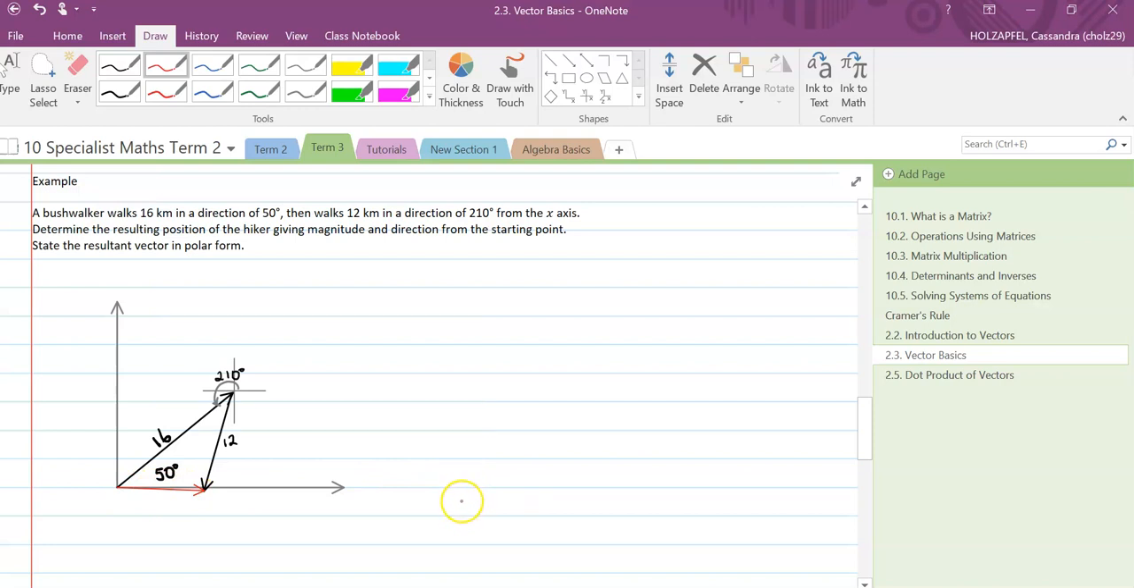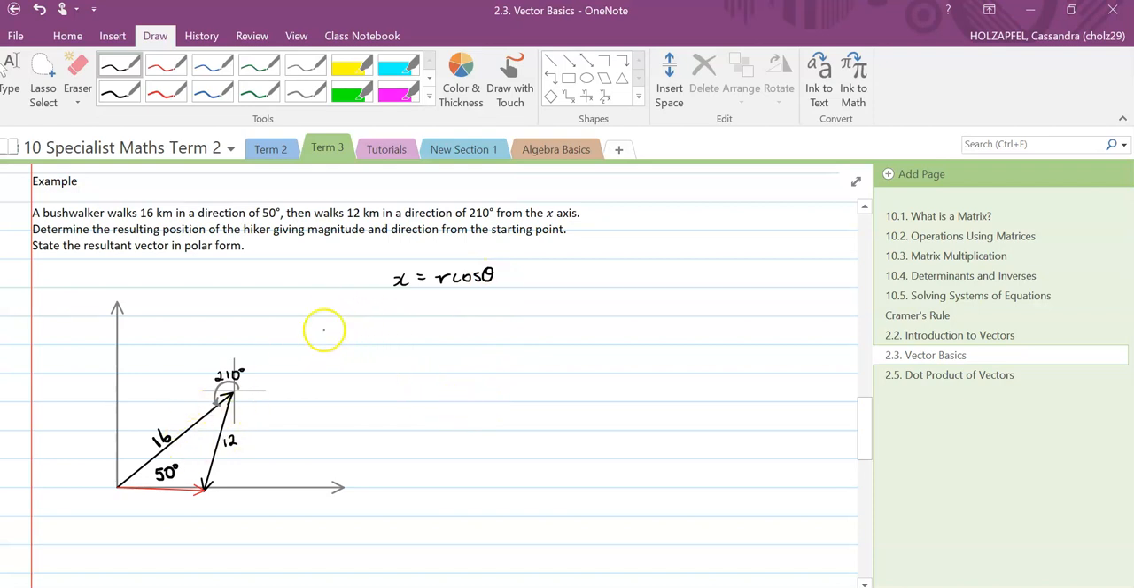Unfortunately for us, we need to convert back into Cartesian form, back into its component form, before we can actually add the two vectors. There are two formulas that we can use to do that. The first formula is x is equal to r cos theta, where r is my magnitude and theta is my angle. This has come from SOHCAHTOA.